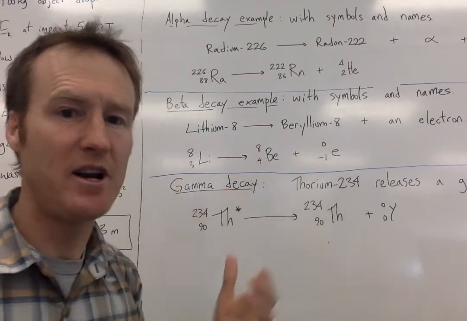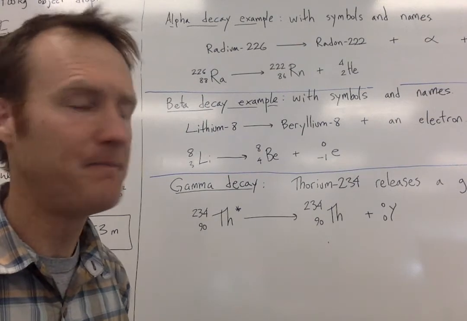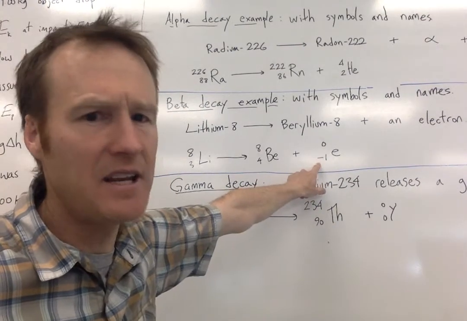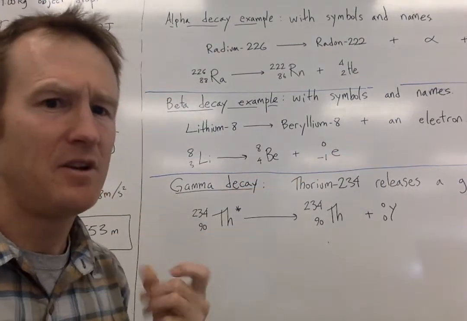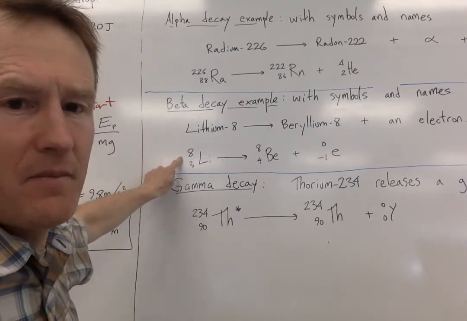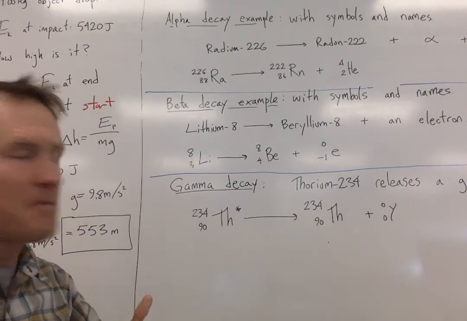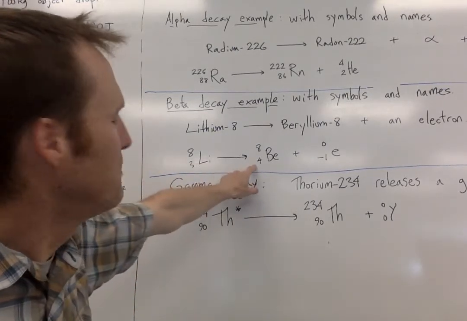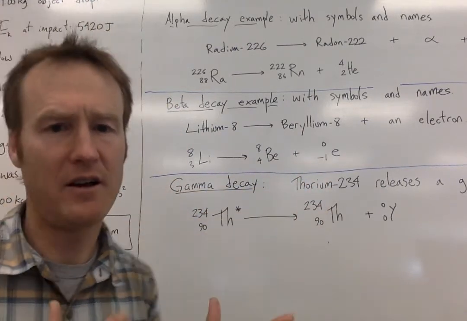Electrons are being sprayed away in the case of beta decay. Electrons have a charge of negative 1. This isn't like negative mass, so it's actually charge. So what's actually happening here? Because look, a lithium nucleus, specifically lithium-8, is breaking up into beryllium-8 and spraying off an electron in the process.